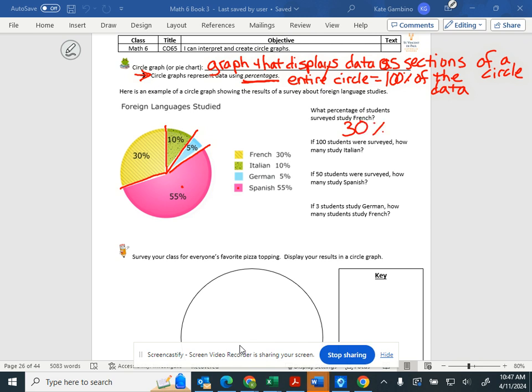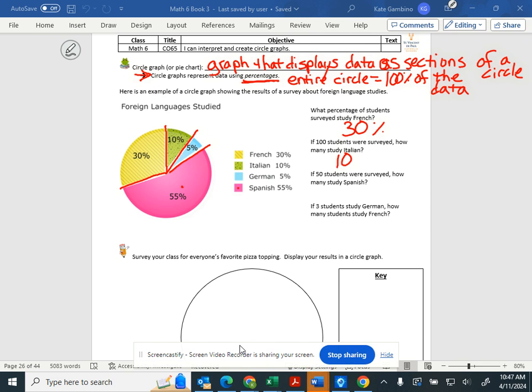Sit on this side so we'll be able to see easier. Thank you. If 100 students were surveyed, how many study Italian? What do you think, Liam? 10. How did you know it would be 10? It's just, I just know, it's 10% of 100. Because we had to take 10% of 100.